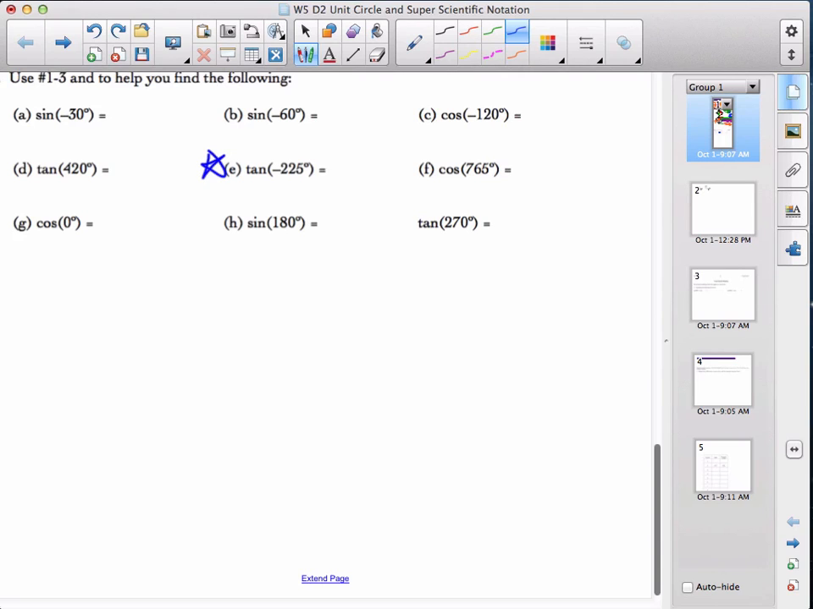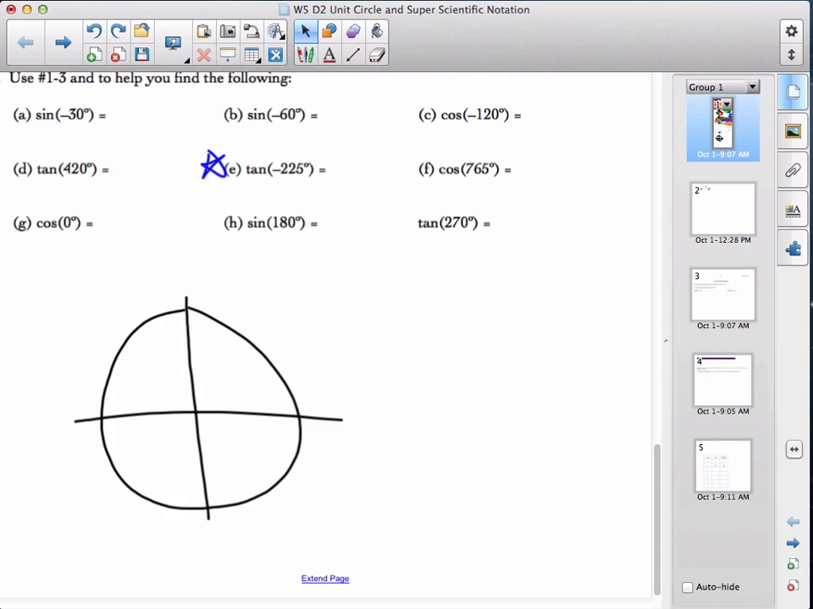If you did not sketch your unit circle for these, shame on you. You've got to sketch the unit circle. It cannot be done without a unit circle. I actually can't do it without a unit circle. So be sure, and today when we're doing our exercises, sketch your unit circle. Okay? And so where's negative 225?